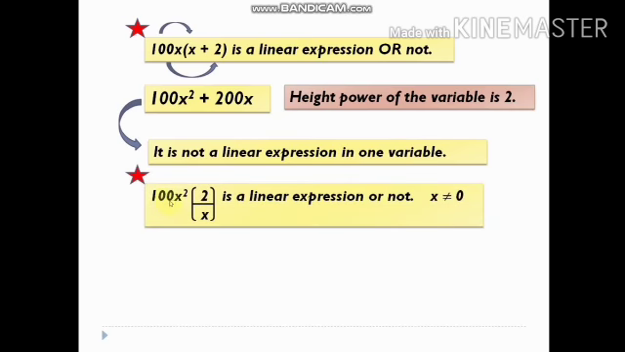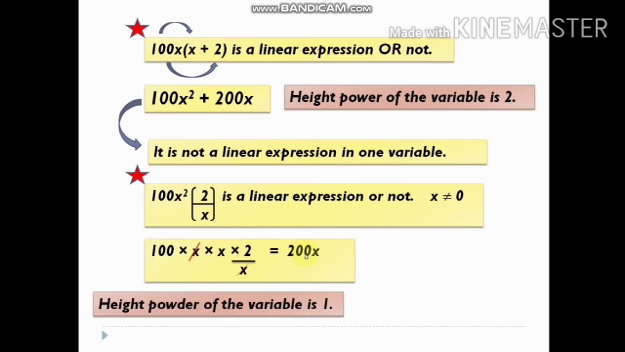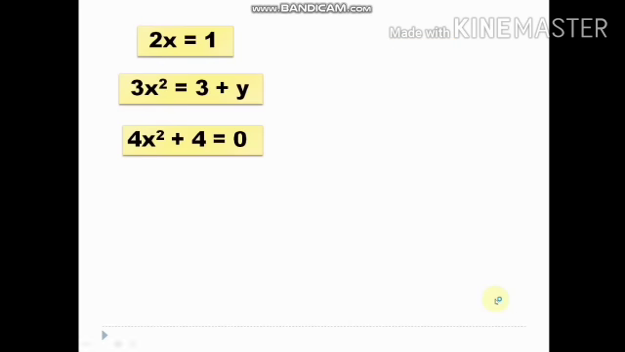So it is not a linear expression in one variable. Look at this second example, 100x square into 2 upon x. Let's check if it is a linear expression or not. When we open the bracket, 100 into x square can be written as x into 2 upon x. As you can see, this x cancels with this denominator x and we will get 200x, and here the exponent of x is 1. So it is a linear expression.